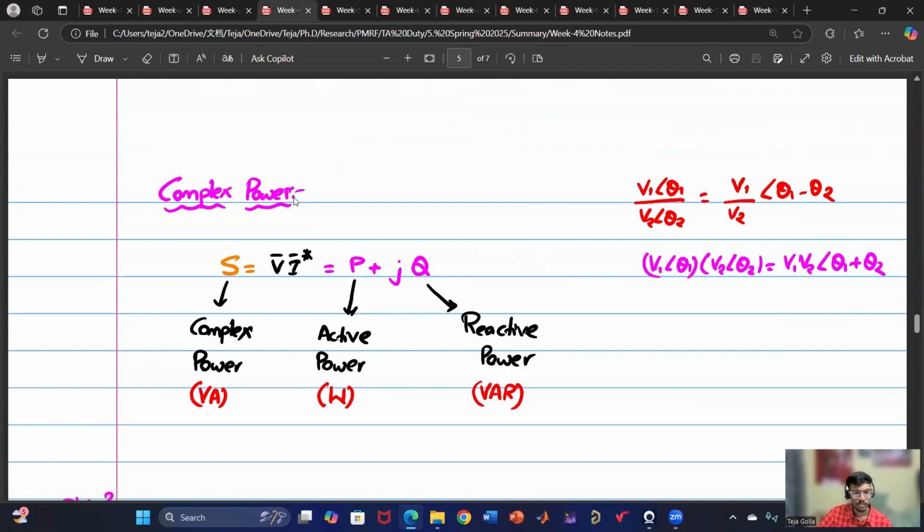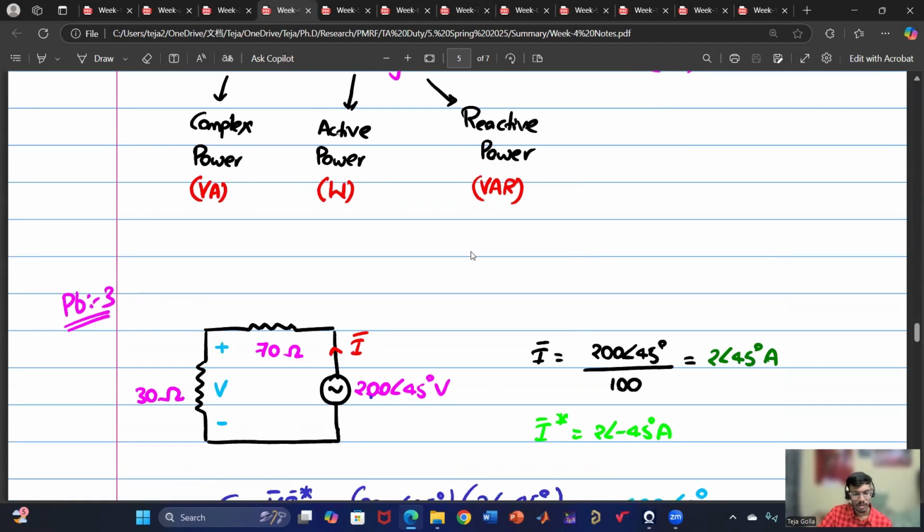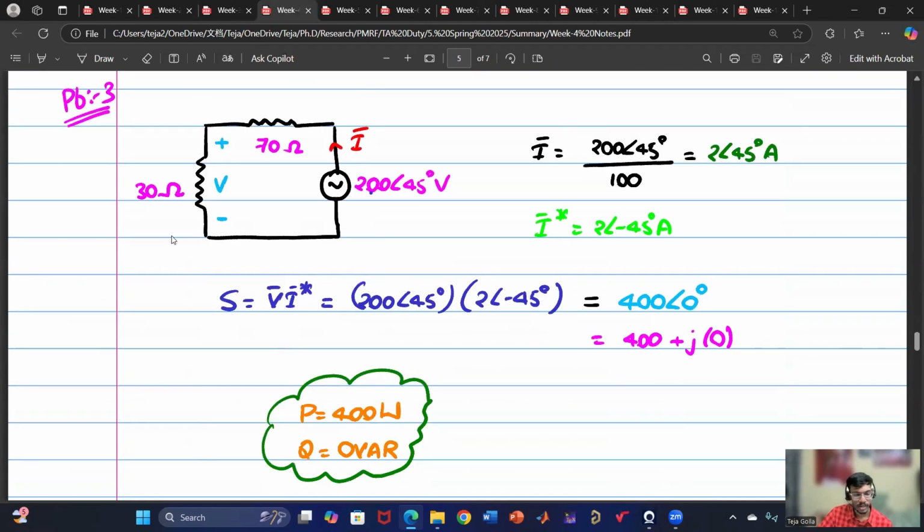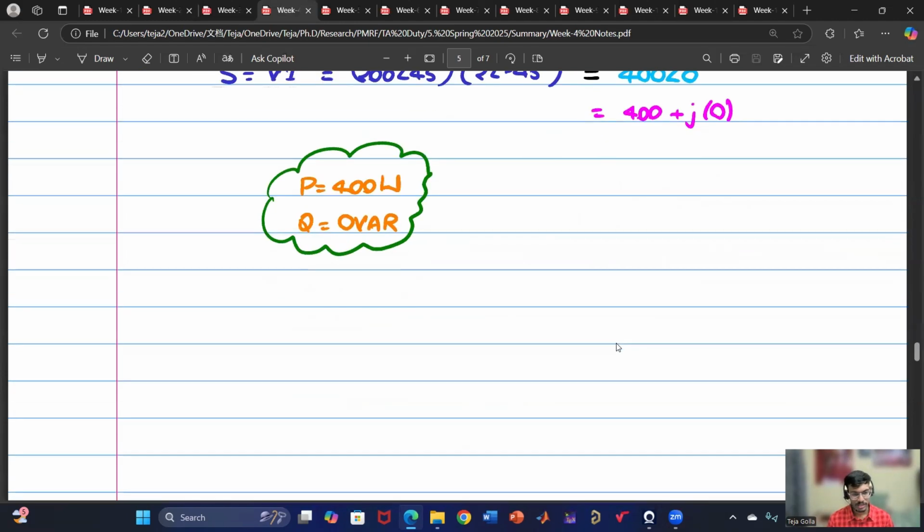And then we have also learned about complex power, which consists of active power as well as reactive power. Units are very important. Complex power unit is volt ampere. Active power unit is watt. Reactive power unit is volt ampere reactive. So we have solved another problem where they are asking for the complex power, and complex power is V into I star. So once we have this expression, we got that active power is 400 and reactive power is 0. So that's what they are asking in the question.